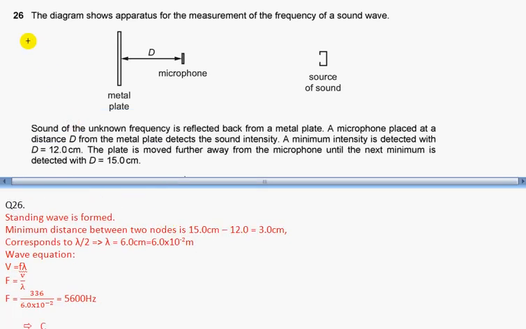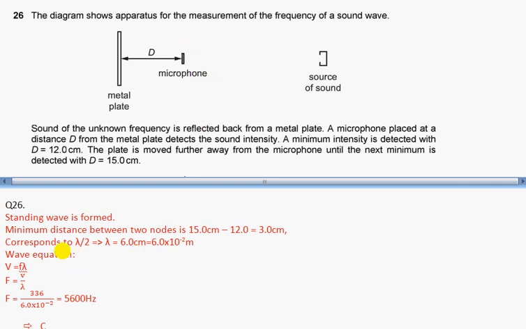The diagram shows apparatus for measuring the frequency of a sound wave. Sound of the unknown frequency is reflected back from a metal plate. A microphone placed at a distance d from the metal plate detects the sound intensity. Minimum intensity is detected with d equals so much. The plate is moved further away from the microphone until the next minimum is detected. So minimum is detected means that we have here a node. The next minimum, another node. So we actually know the distance between two nodes.